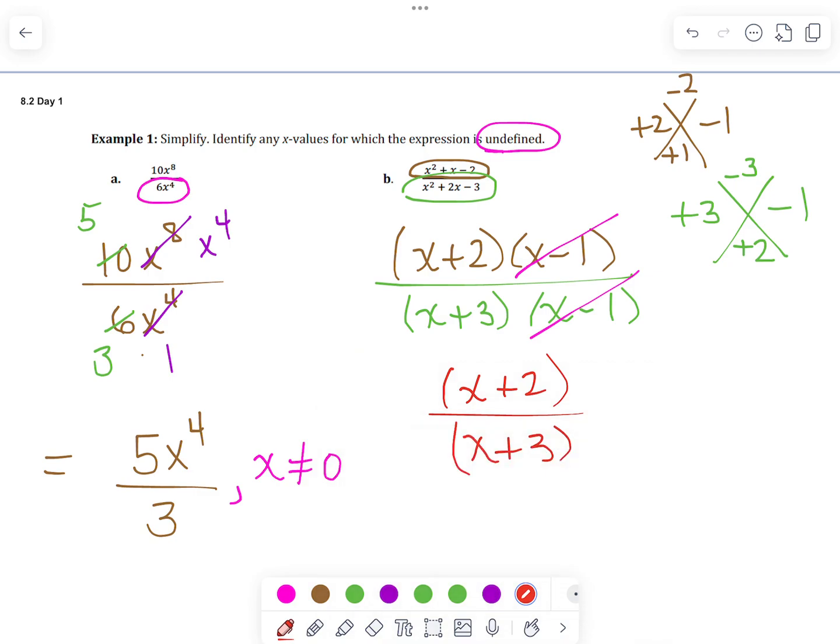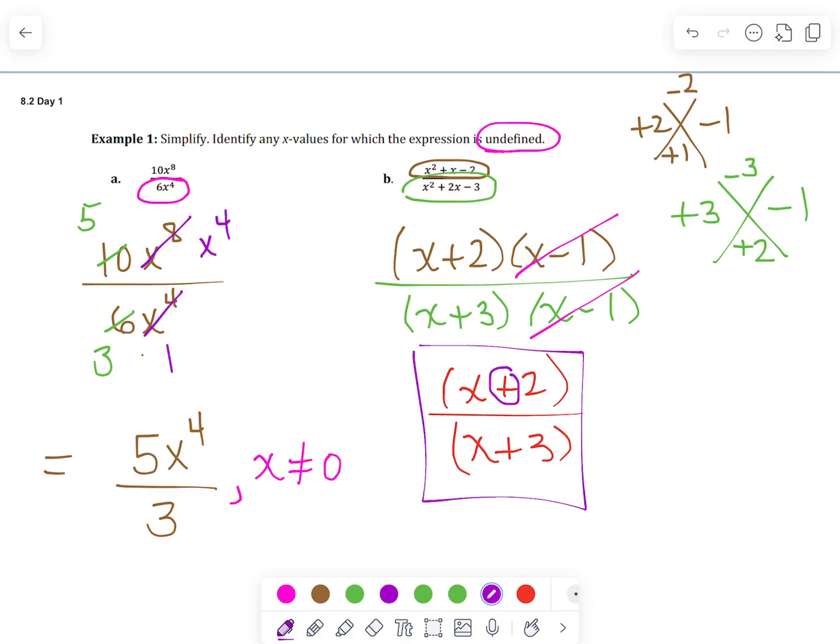Now be very careful that you do not cancel the x's. These are not common factors because this is an addition symbol and not a multiplication symbol. So this is our final answer.